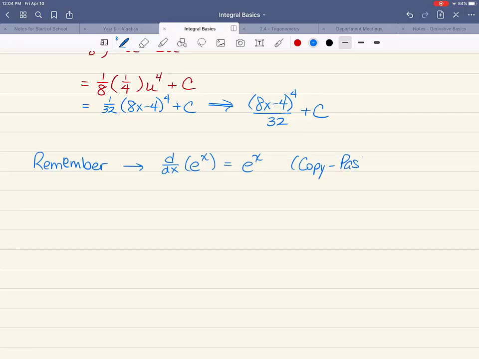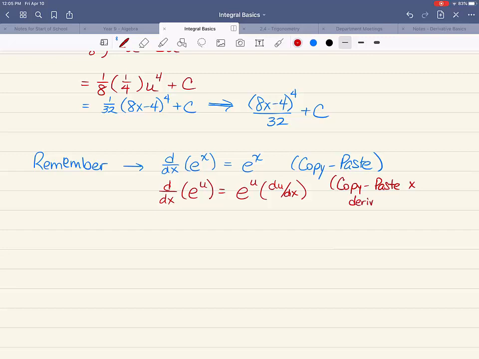This is what I told you to remember when you take the derivative of an exponential. The difference is in terms of u, d/dx of e to the u. Now, if the power is not just an x, which most of the times it's not, when you take the derivative of this, you do a copy-paste, and then you multiply by the derivative of the exponent, which we write as du/dx. So in words, this is copy-paste times the derivative of the exponent.